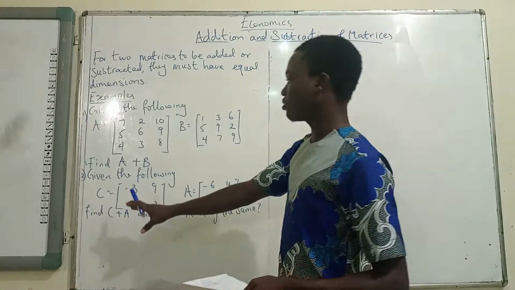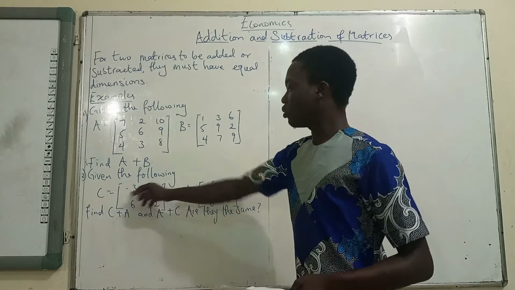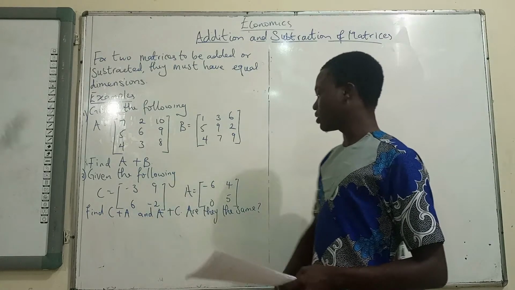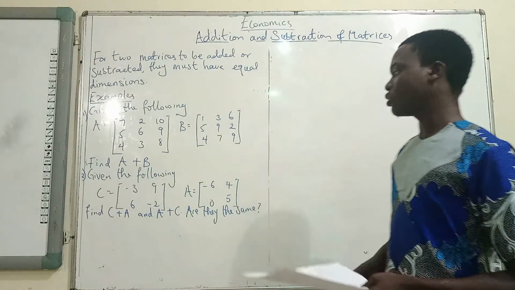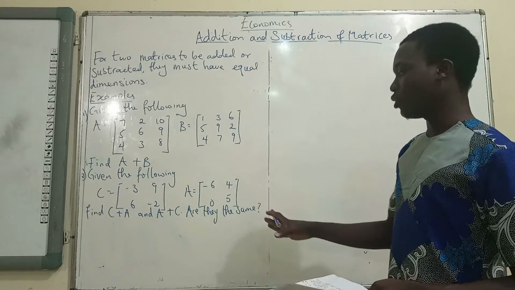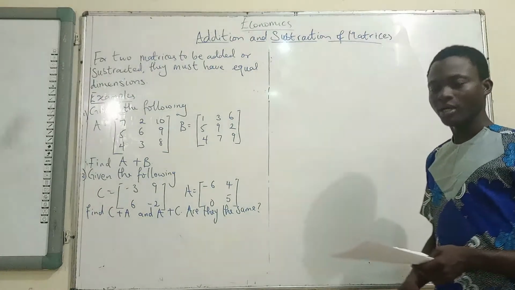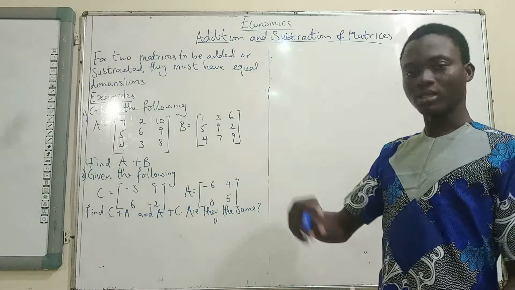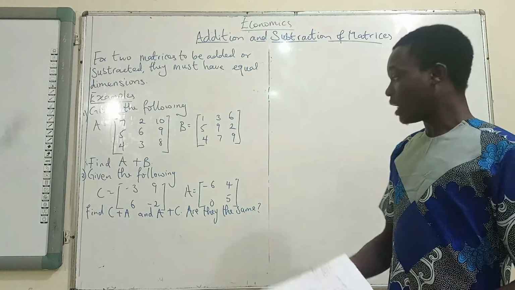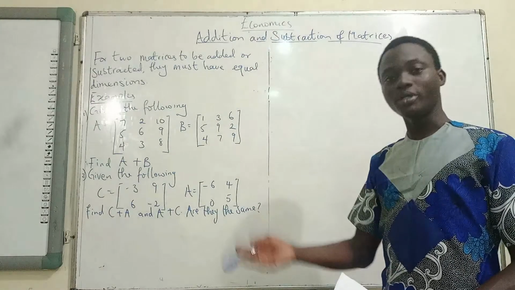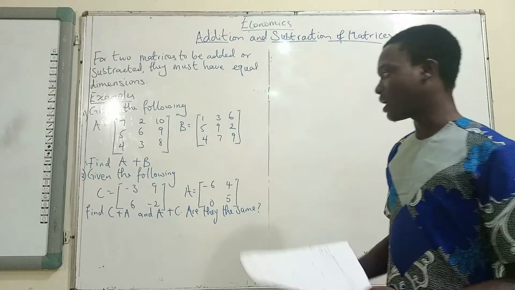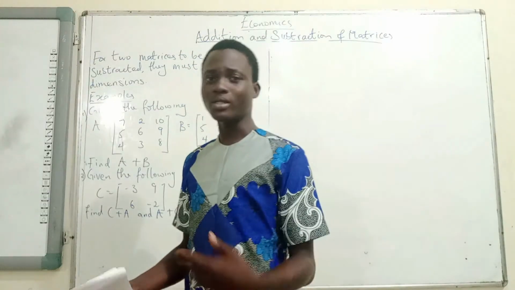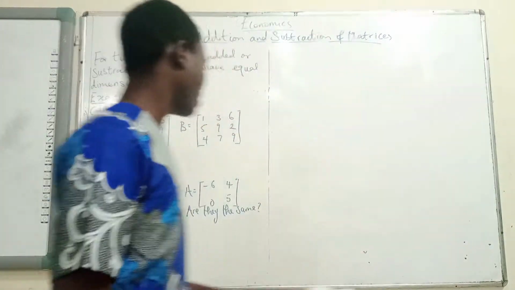Then the second question says, given the following, we have 1 row, 2 rows, then 1 column, 2 columns. This is a 2 by 2 matrix, and this is a 2 by 2 matrix as well. We have to find C plus A and A plus C, and then check, are they the same? When you say C plus A, C comes before A, and A plus B has A coming before B. Are the answers going to be the same? You might be thinking, why not? At least 1 plus 2 is 3 and 2 plus 1 is 3. But let's see if it is the same thing over here.